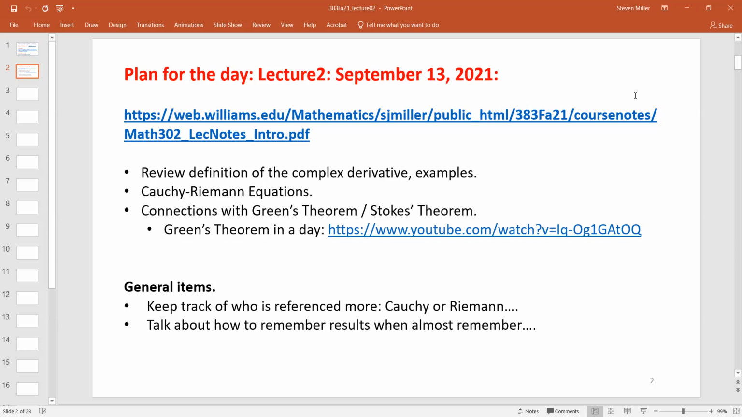If somebody wants to throughout the semester to keep track of how often we say Cauchy versus how often we say Riemann, I would be very curious. Cauchy is going to be winning in the early part of the semester. Riemann is going to come on strong as we go further. Cauchy-Riemann equations is really nice because if you miss any of them, it doesn't really matter. It's not going to affect who wins. But we will be seeing these names again and again and again.